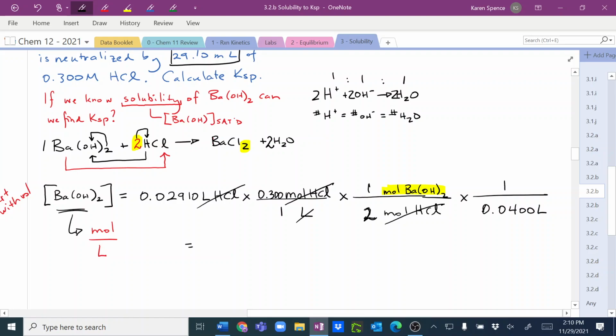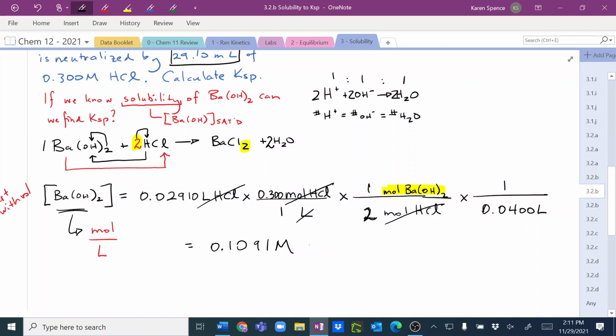and we get 0.0291 times 0.3 divided by 2 divided by 0.04. 0.1091 molar. So that's like part 1 of the question, is that titration part.